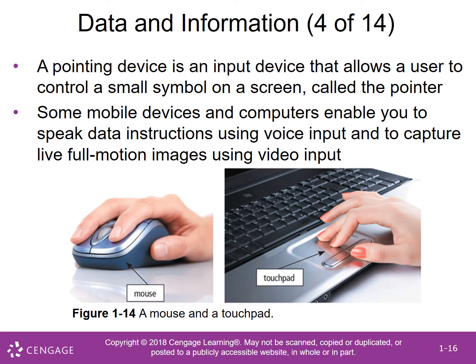And then we have another input device, pointing devices like the mouse and touchpad. The mouse has different types, there's mechanical, there's optical. Again, a pointing device allows a user to control a small symbol on the screen. That's what the mouse and the touchpad control. We call it the pointer.